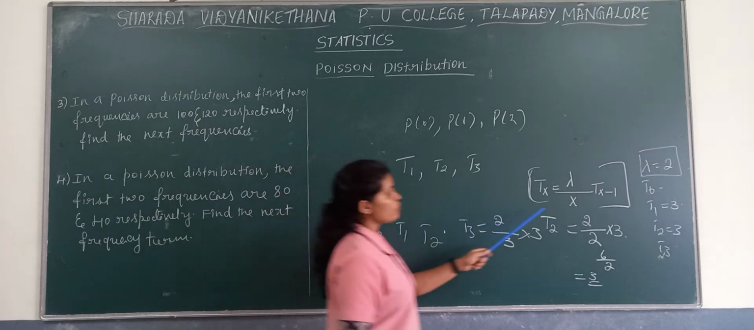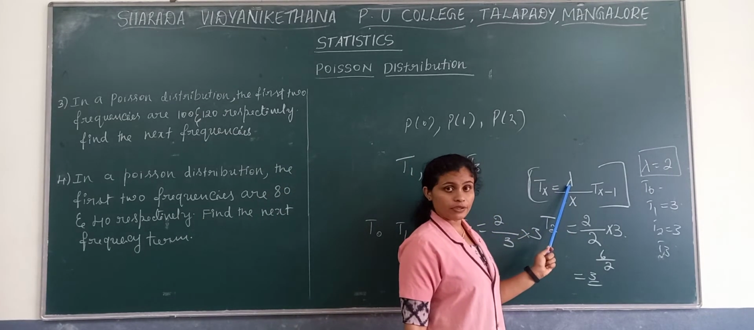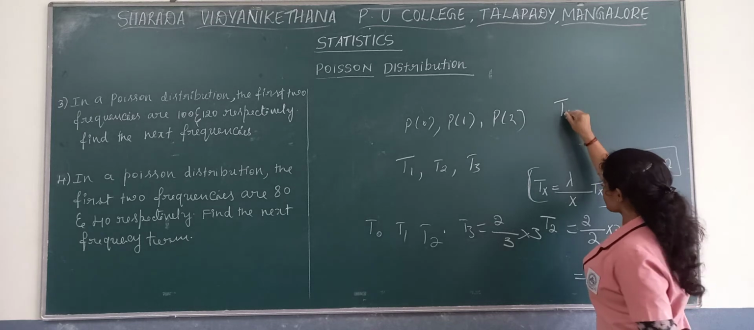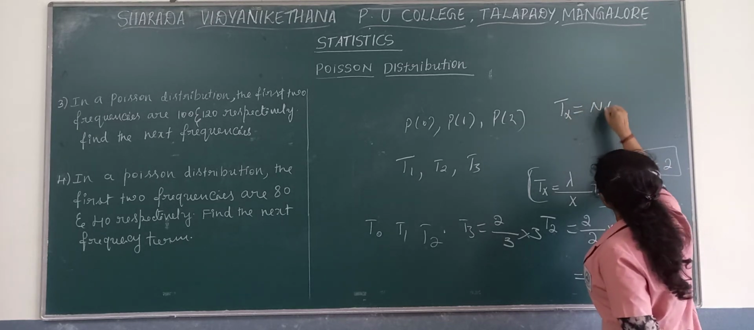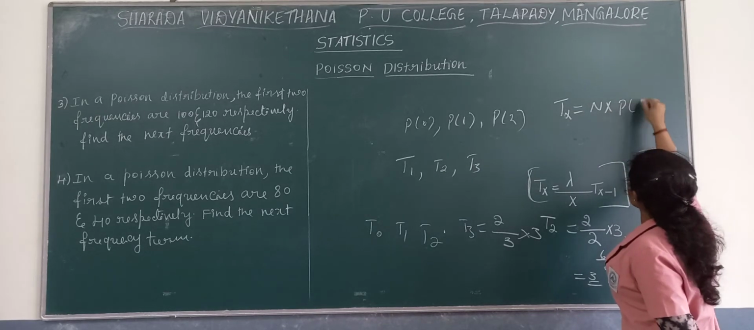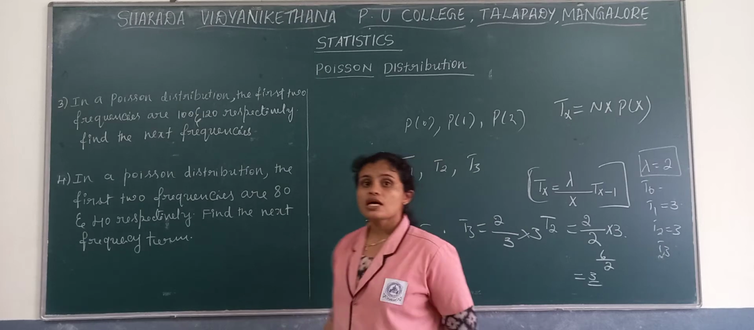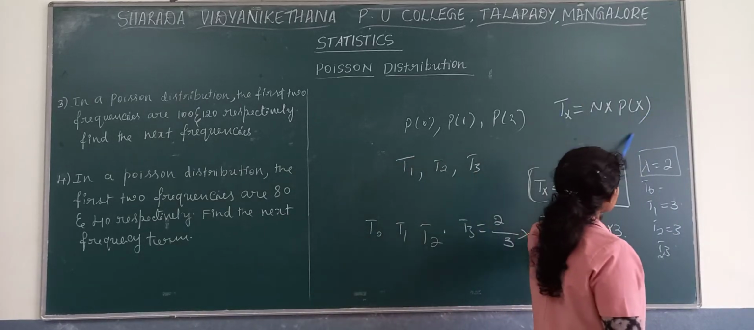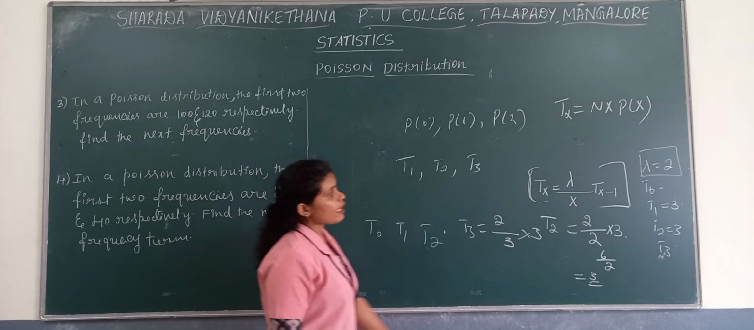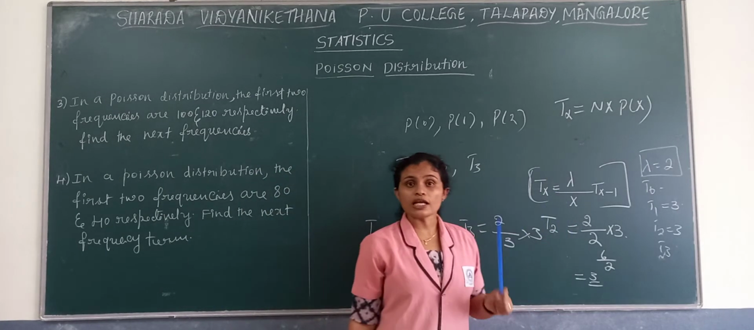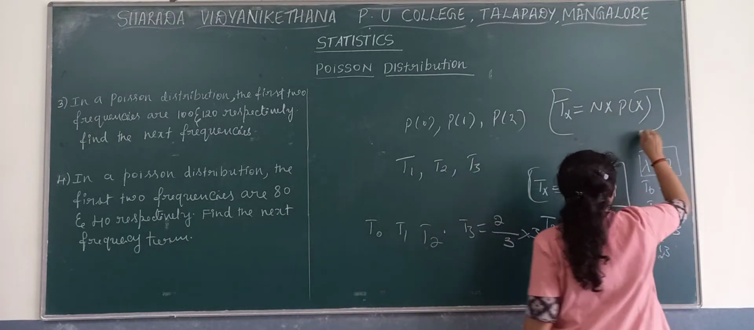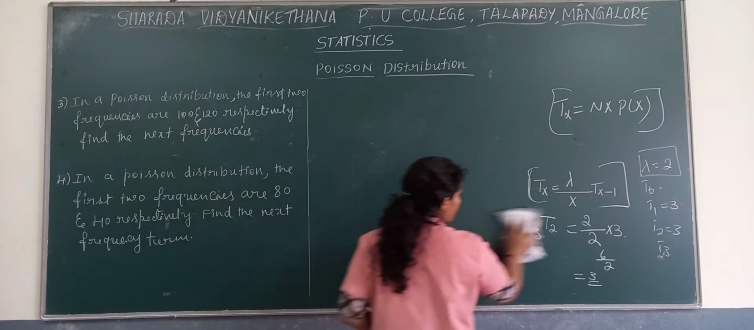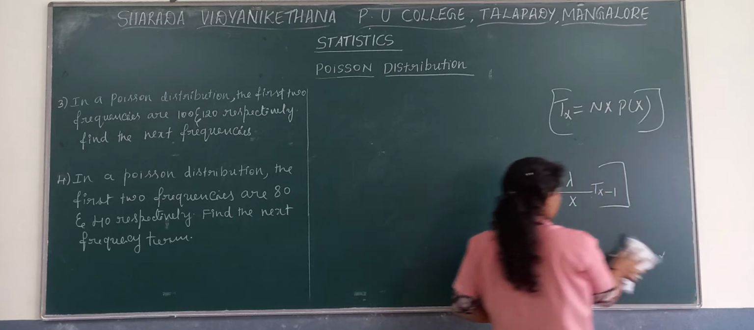Before that, we need to find the value of lambda. Here, the frequency term is always equal to n into the probability term. By using this, we need to find the value of lambda, and then apply it to this particular formula. So two things you have to remember: one is this and one more is this. These two formulas you have to remember before moving into the problem.